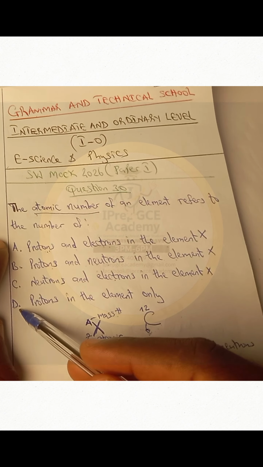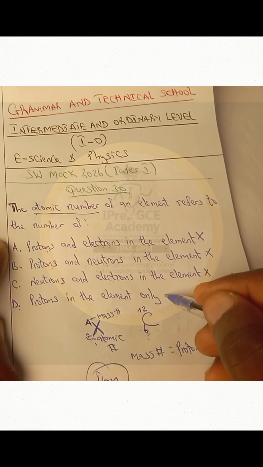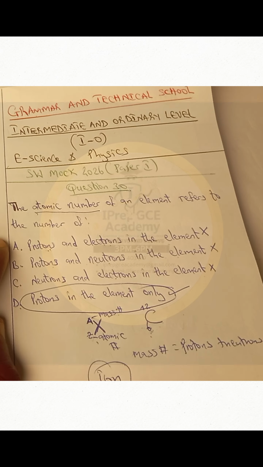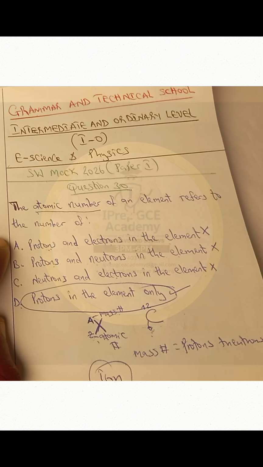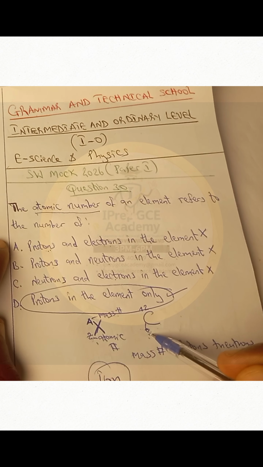And so the answer is D. The atomic number represents the number of protons in the element only and nothing else. The number of protons in an element are represented by that atomic number. And this number is the most important number because it determines which element you are looking at.